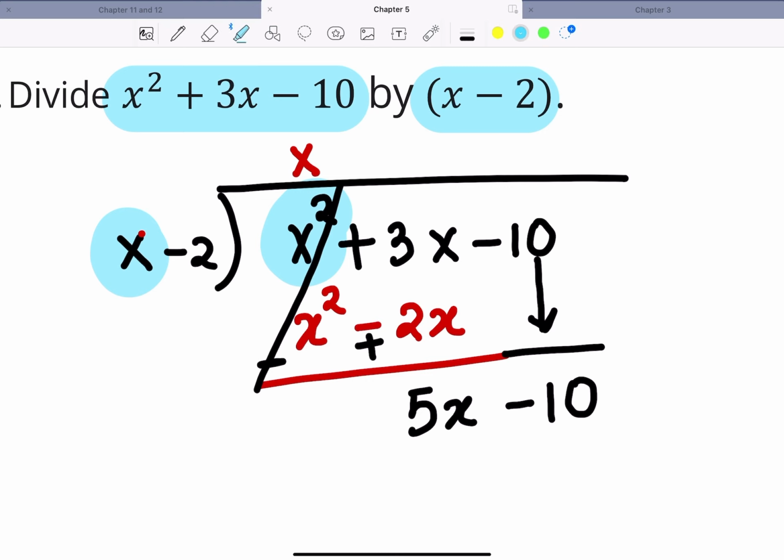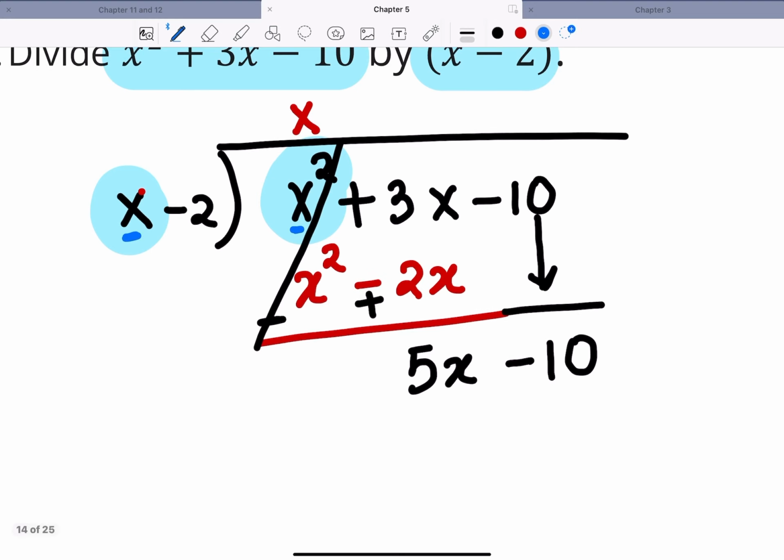If your first term did not cancel, that means you made a mistake. So the rule of thumb is the first term should always cancel. That's why I focus on the x and the x squared. Now, once this is done, my next focus is on 5x. Now I'm trying to see how many times this x goes into 5x. x goes into 5x positive 5 times.